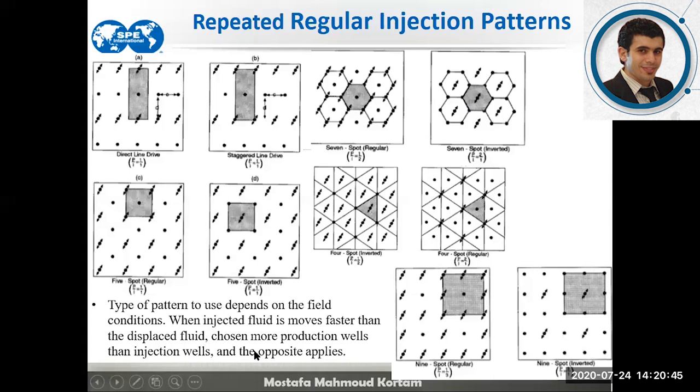And the opposite applies. If the water is being moved in the reservoir with less speed than the oil moved toward the producer well, at that time you choose an injection ratio that is much greater than the production ratio. So again, the ratio of production to injection wells is controlled by how fast the water is moving compared with the oil. Higher mobility ratio or higher water movement shows more production and fewer injection wells. The more slowly the water moves, the more injection wells and fewer production wells you have to choose.